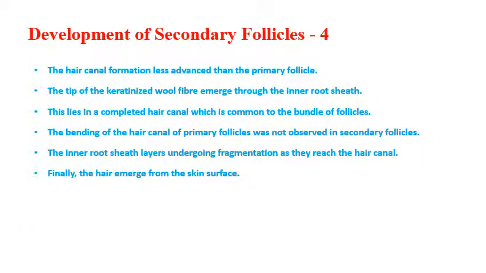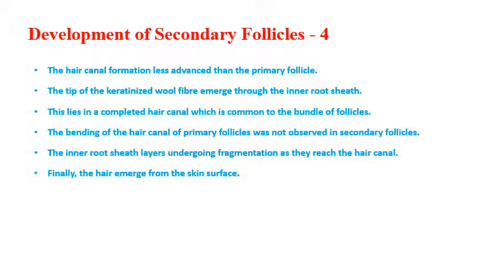So this is phase 4, the final phase for the development of the secondary follicle. The hair canal formation is less advanced than in the primary follicle. The tip of the keratinized wool fiber emerges through the inner root sheath. This lies in a completed hair canal which is common to the bundle of follicles. The bending of the hair canal of primary follicles was not observed in the secondary follicle.